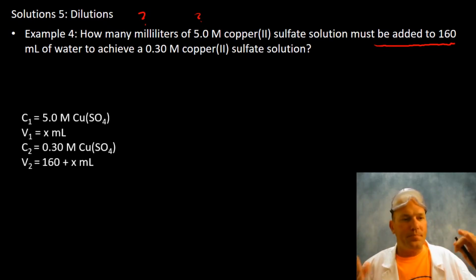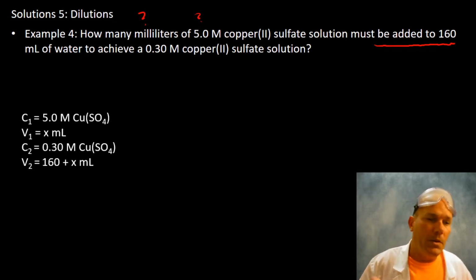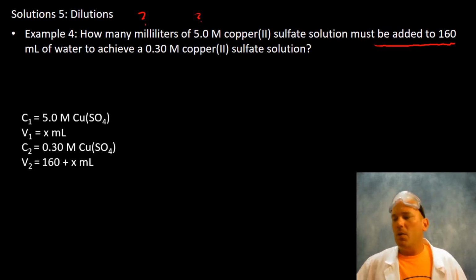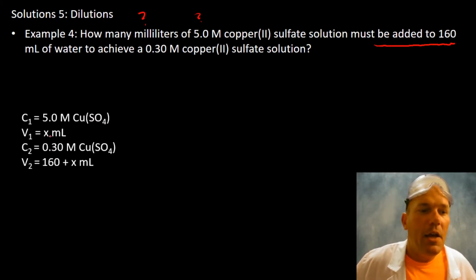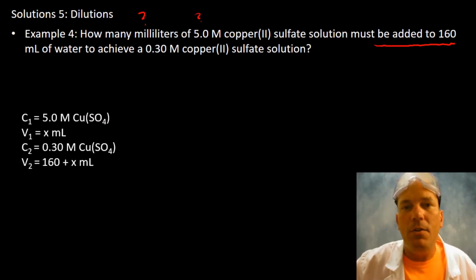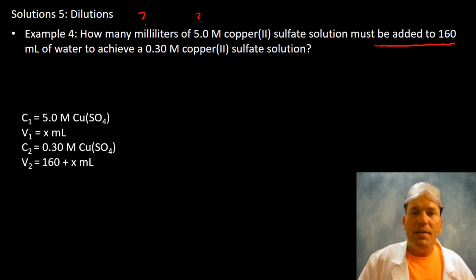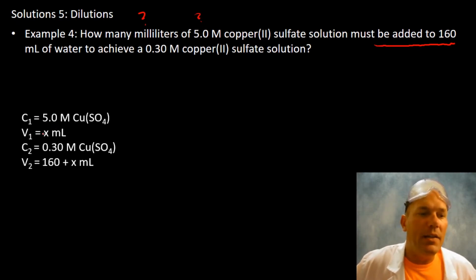Okay, so if we lay this out, concentration 1, the concentrated one, the 5.0 is our starting, and we're ending with 0.3. So our volume 1, we don't know, so we have to call it X, but we do know that we're adding that volume to 160 mils. And whatever 160 plus X equals is going to be our final volume, or V2 in C1V1. All right, so this problem is laid out like so.